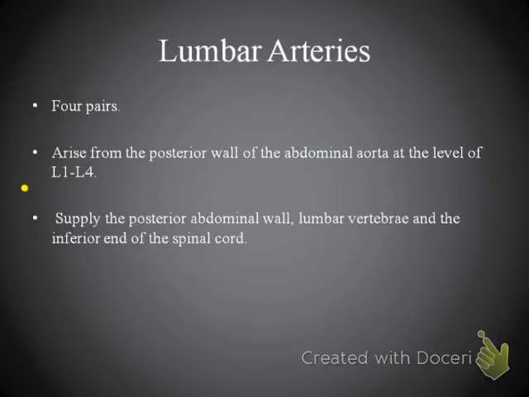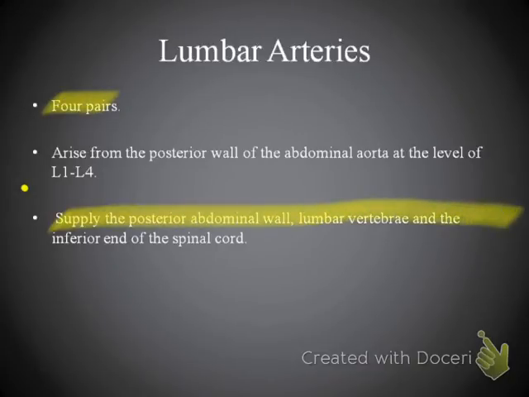The lumbar arteries, as we know, there are four pairs, and they arise from the posterior wall of the abdominal aorta at the level of L1 through L4. And the reason it doesn't go to L5 is simply because it bifurcates at L4. It supplies the posterior abdominal wall, lumbar vertebrae, and the inferior end of the spinal cord. So know that there are four pairs, and they supply the posterior abdominal wall, lumbar vertebrae, and the inferior end of the spinal cord.